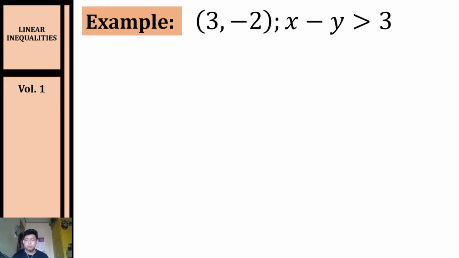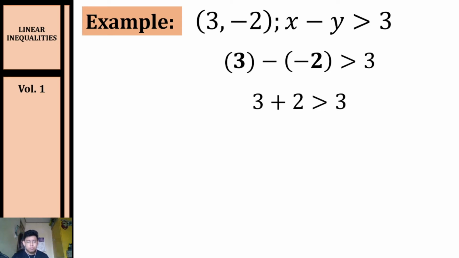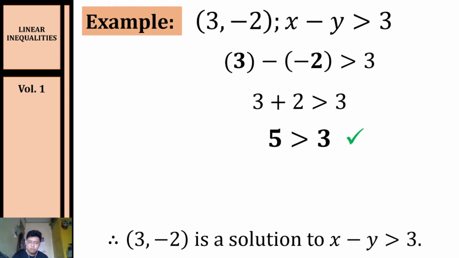So, for example, we're going to test the coordinate (3, -2) if it will satisfy the inequality x minus y is greater than 3. So, let's substitute the values of x and y to our inequality. 3 minus -2 will be converted to 3 plus 2. Now, 3 plus 2 will be equal to 5. Is 5 greater than 3? Yes, so we can conclude that (3, -2) is a solution to x minus y is greater than 3.